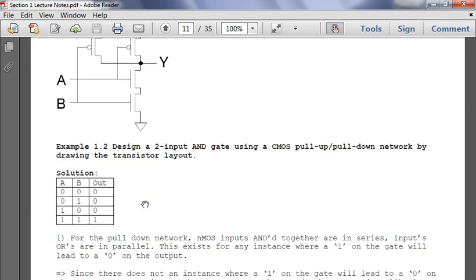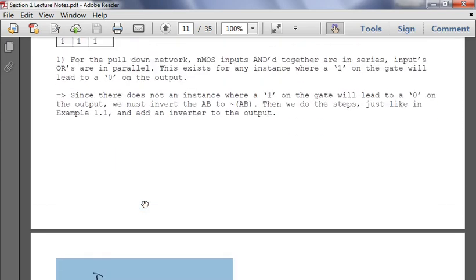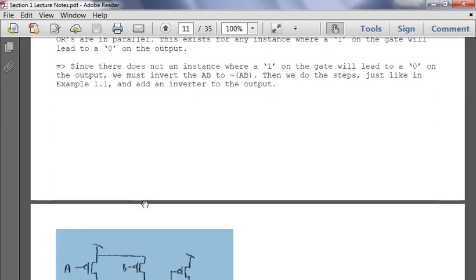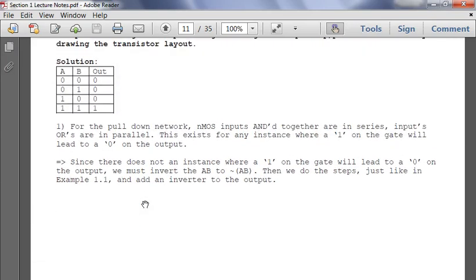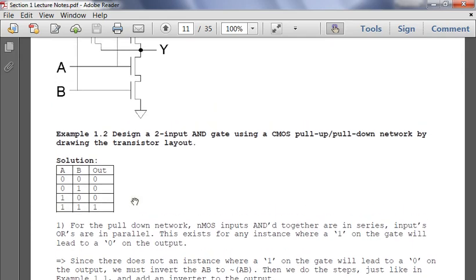Okay, so here, this is the only thing I'm expecting for example 1.2, but same thing. I kind of told you how this problem worked already: do the two-input AND gate using the transistor layout. So using that last portion of the algorithm, we can prove with 1-1 here, it's a NAND gate. We don't have an instance where you put any ones on the input.